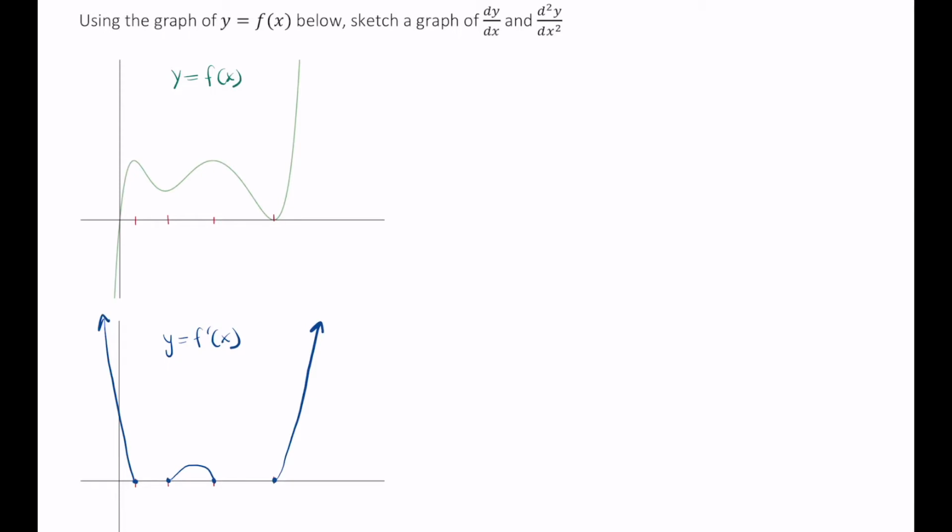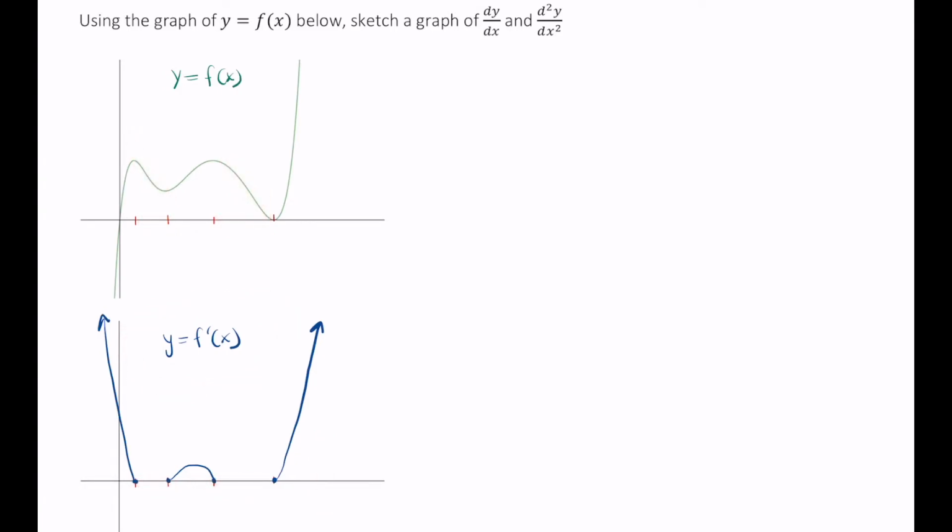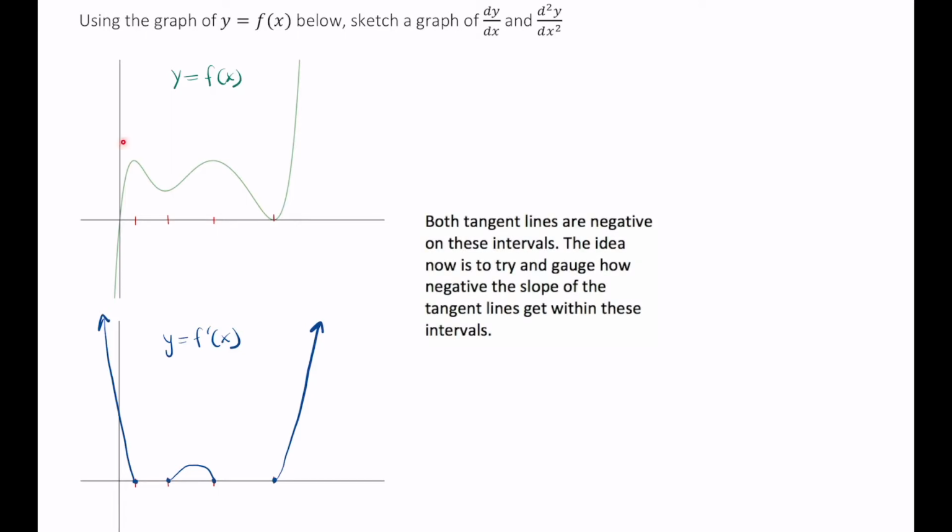Now we need to fill in these 2 intervals here. And looking at the graph right above, it's clear that this slope is downhill, so negative. So the graph of the first derivative should lie completely below the x-axis on those 2 intervals. Furthermore, go ahead and get a ruler or your pencil and trace out these tangent lines. Maybe get 2 and see if you can tell which one of these is more negative than the other.